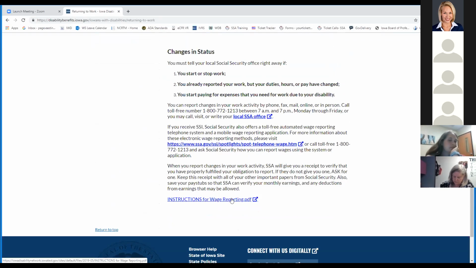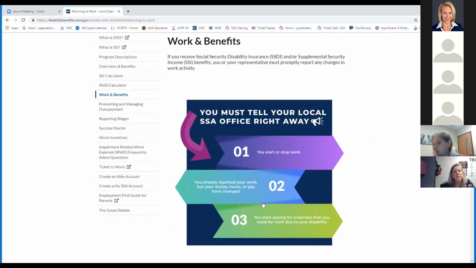Instructions for wage reporting. This is kind of a step-by-step that somebody could follow if they have never reported wages, they're new to benefits, or if you're a professional and you're just trying to help somebody get started with that.